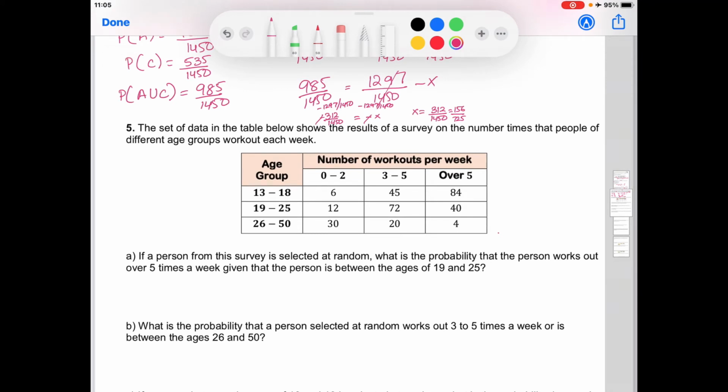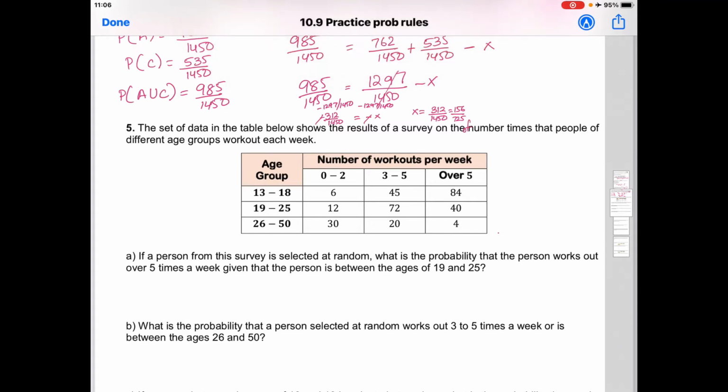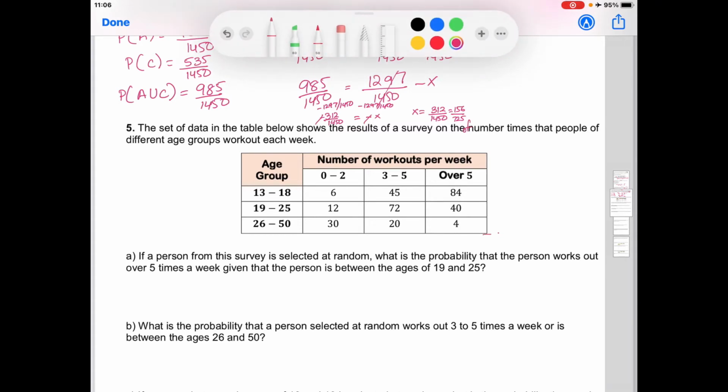Number 5, the set of data in the table below shows the results of a survey on the number of times that people of different age groups work out each week. So it's giving us a table. Again, whenever you're given a two-way frequency table, you need to make sure that your totals are done, which are not done. So we're going to do the totals first, right? That's very important. And this number here will give you your sample space.